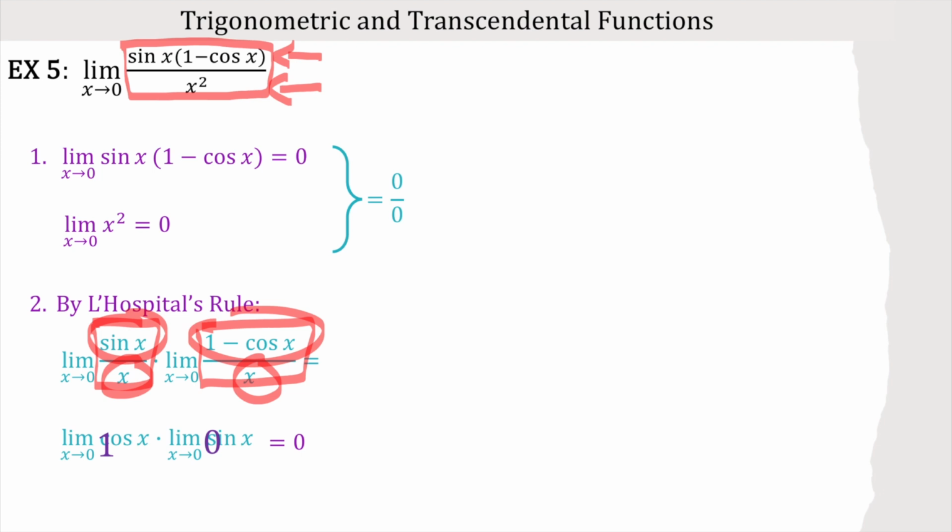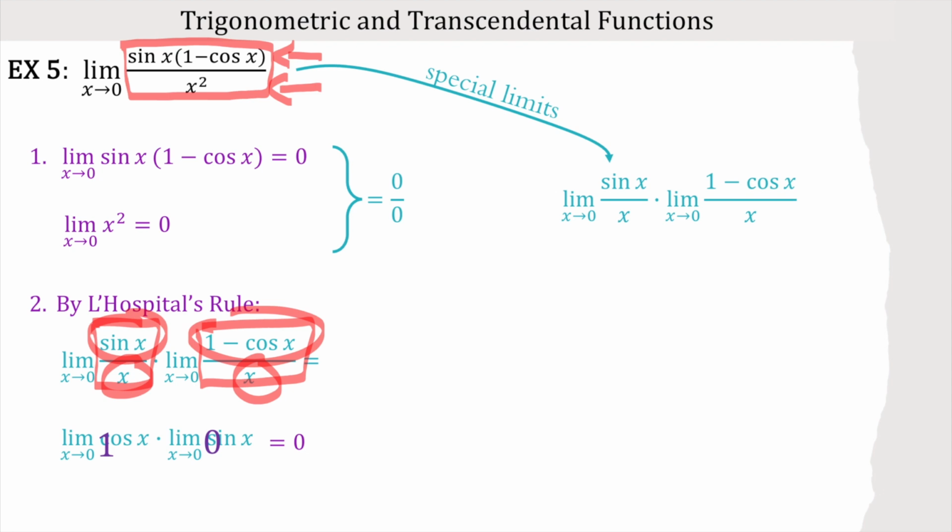One other approach to this problem might be to recognize special limits. So when I broke that original function into two functions being multiplied together, did you notice these special limits that we learned a couple units ago? The limit as x approaches 0 of sine x over x, that's 1. The limit as x approaches 0 of 1 minus cosine x over x is 0. And we got to the same answer without even touching L'Hopital's rule. Either approach is completely legit.